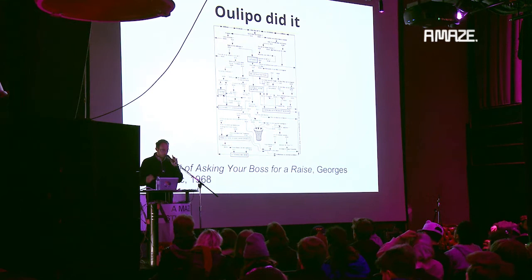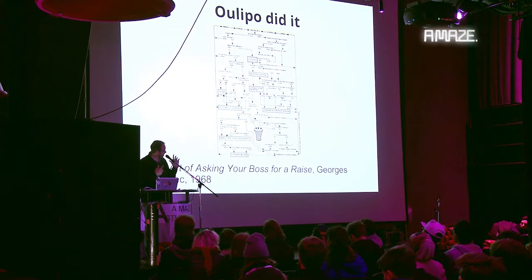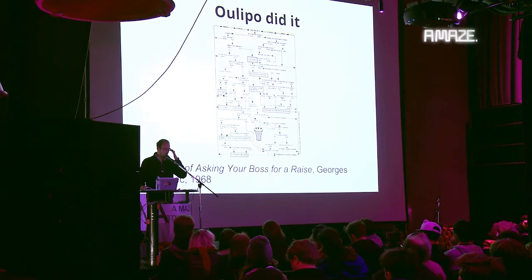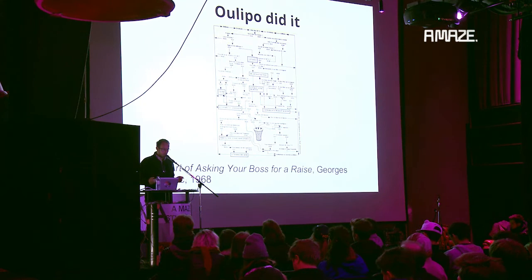I think you will agree that a flowchart is basically programming with ifs and elses. This is made by Georges Perec, but Georges Perec went much further, and he took this flowchart and made a book out of it, a short book, called The Art of Asking Your Boss for a Raise. And this book is basically this flowchart in a single sentence. So it's a one-sentence book explaining all this in one sentence.